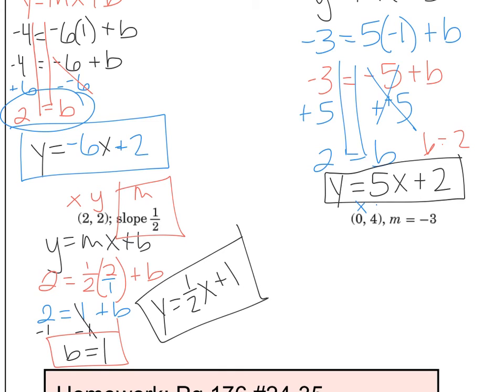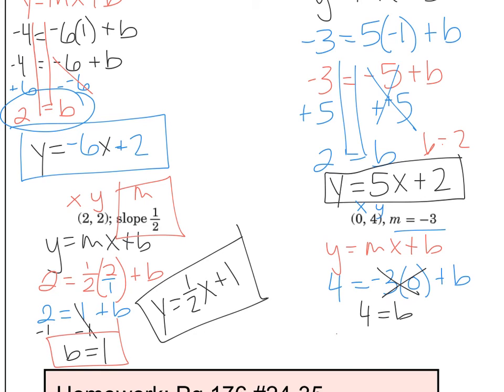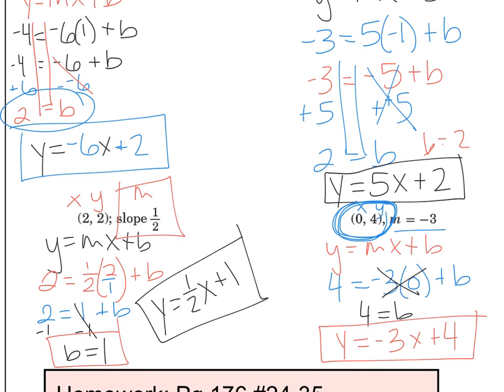Last one, x, y, m. Plugging them in to y = mx + b. I get 4 is equal to my slope of -3 times x, which is 0, plus b. Well, 0 times any number is 0, so I get 4 = b. My equation is y = -3x + 4. Nice thing about this one is, notice when x is 0 and y has a value, that is your y-intercept. That's where it crosses the y-axis. So some of you might have been able to see that right away and plugged it in.